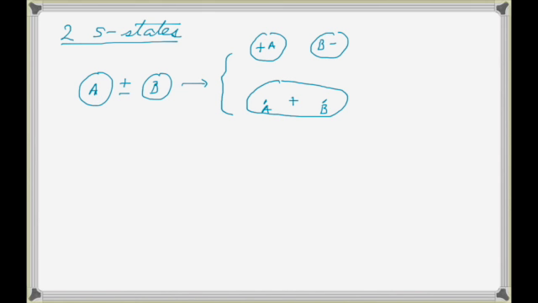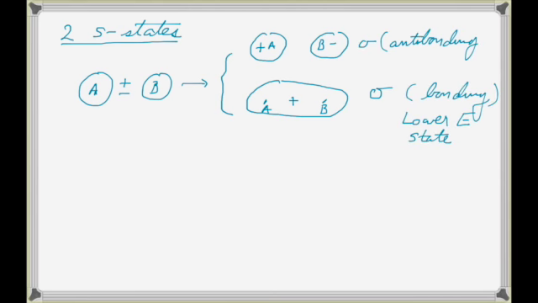These are both sigma bonds. One is the bonding, and one's anti-bonding. So sigma bonding and sigma anti-bonding. The bonding is always the lower energy state. Anti-bonding is the upper energy state. And that's about all there is to say about s orbitals, because they're spherically symmetric. That's the only way you can combine them.